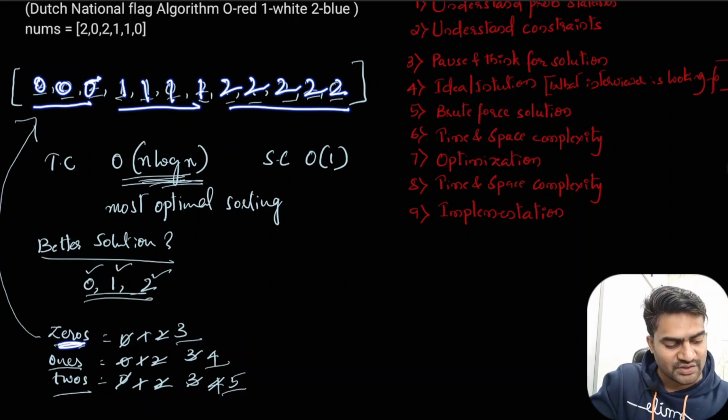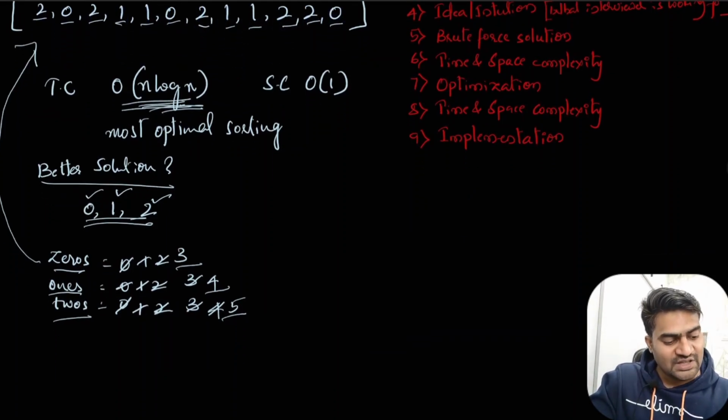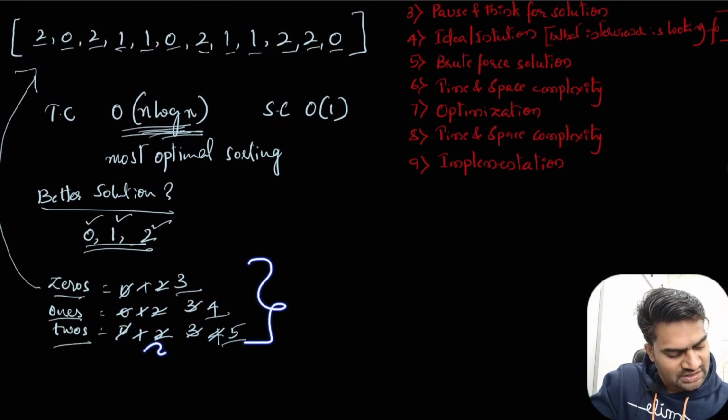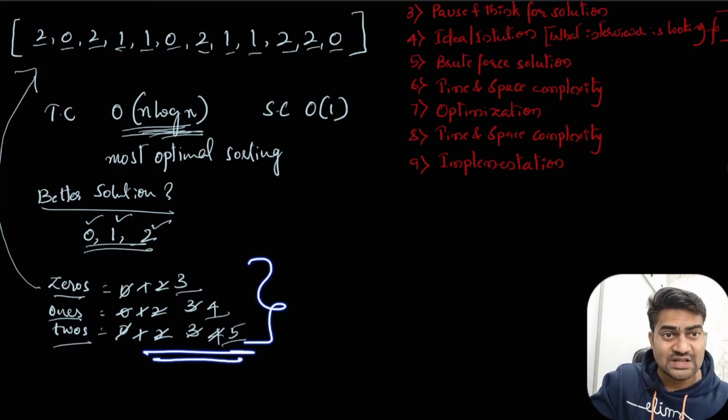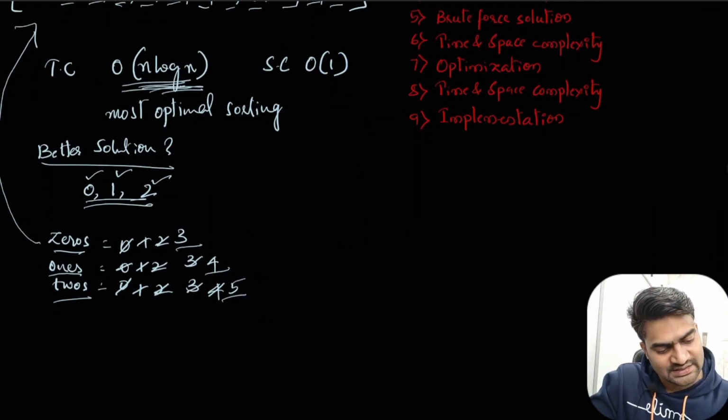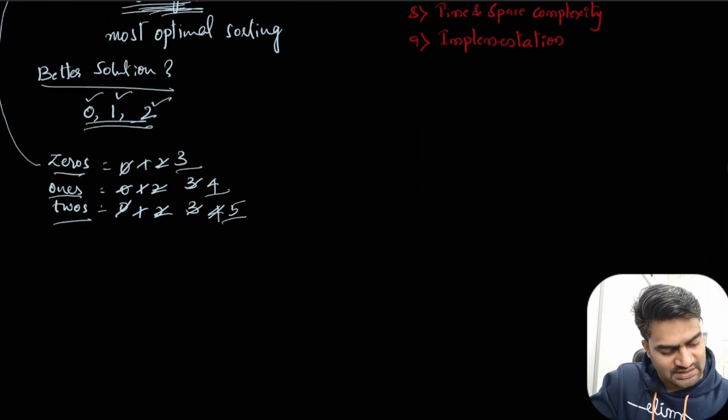Okay, so now we are doing it in 2 passes. Basically, one pass we will use to count the 0's, 1's and 2's. Then in the next pass, we will overwrite the original array. Correct, right? So let us look into the pseudo code now.